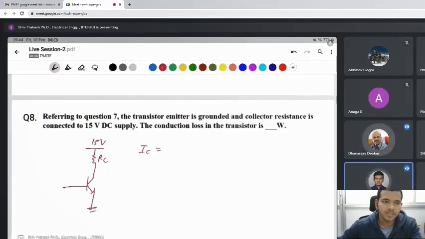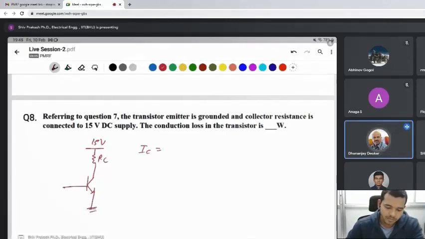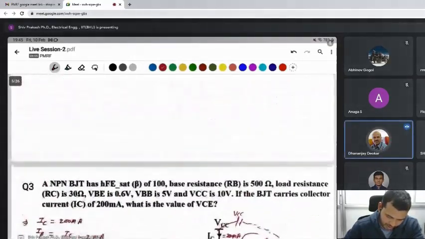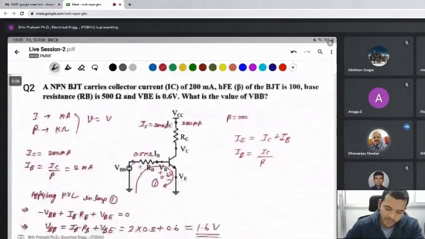Whatever you are solving now, sir, with the reference to question number 2, the answer will be different, I think. In this one it is a different circuit. You can take it this one. We cannot calculate whatever you are solving now with that reference.